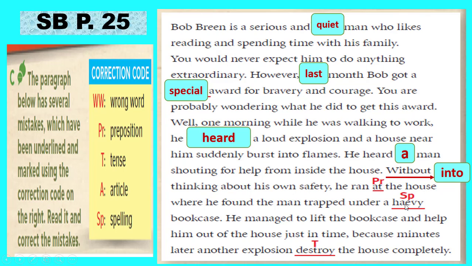As you can see, heavy has something wrong with the spelling. It's supposed to be like this. He managed to lift the bookcase and help him out of the house just in time, because minutes later another explosion destroyed the house completely. Another explosion, destroy, it is past case, so the tense here is not correct. It's supposed to be also in the past. Another explosion destroyed the house completely.